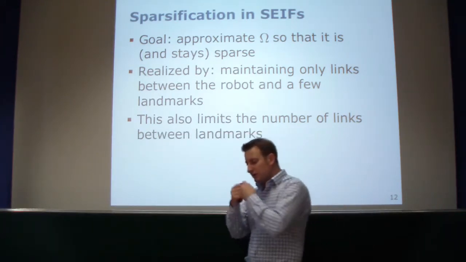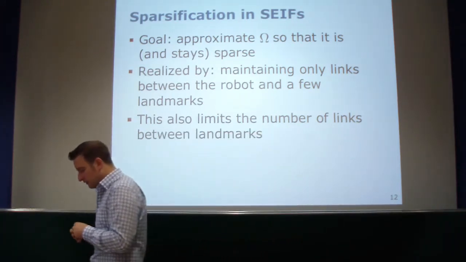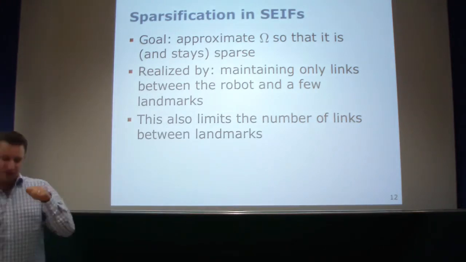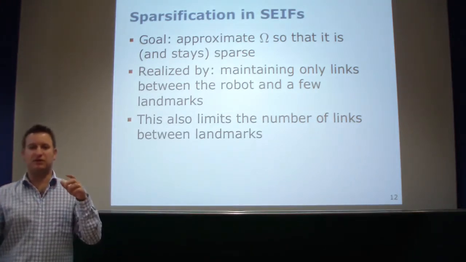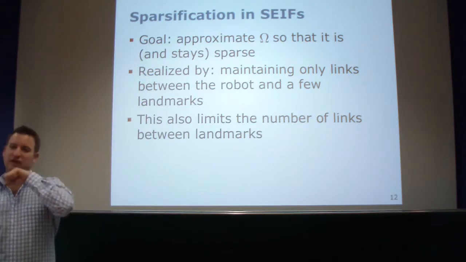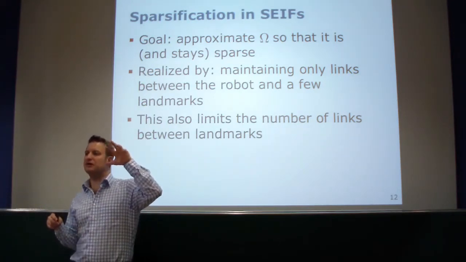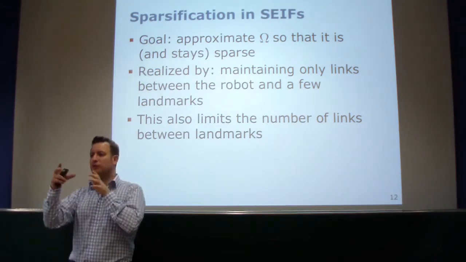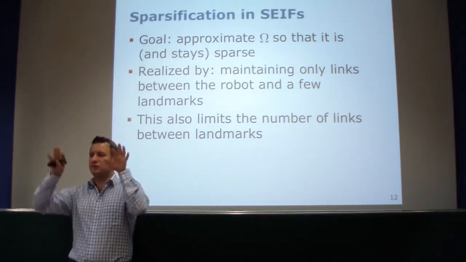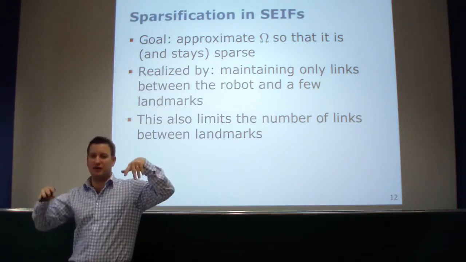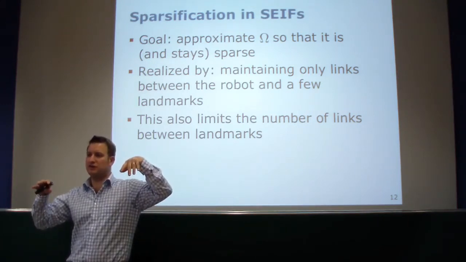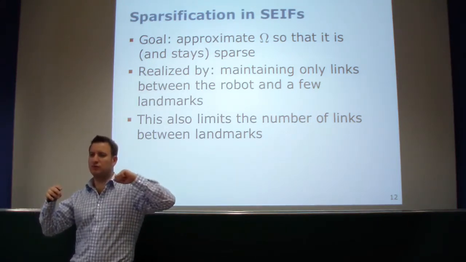And this also leads in the end to limiting the number of connections the landmarks have among each other, because the only reason why a landmark is connected with other landmarks is because they've at some point in time been joined in the same set of active landmarks. So this is kind of a local property. All landmarks have connections to a few other landmarks in the passive set, but not to the robot's pose.